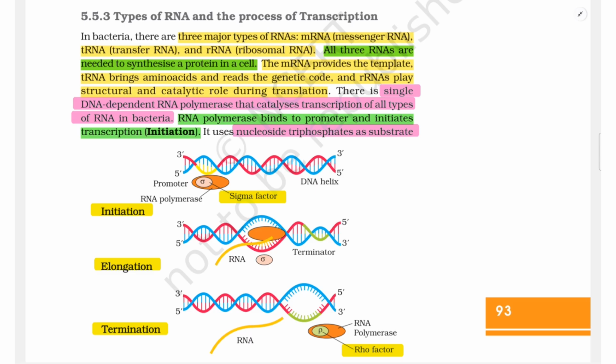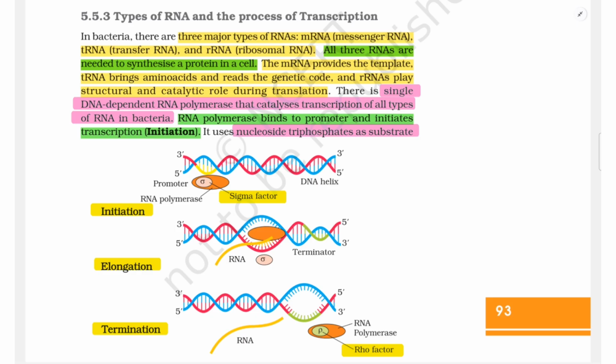In bacteria, there are three major types of RNAs: mRNA, messenger RNA; tRNA, transfer RNA; and rRNA, ribosomal RNA. All three RNAs are needed to synthesize a protein in a cell. The mRNA provides the template, tRNA brings amino acids and reads the genetic code, and rRNAs play structural and catalytic roles during translation. There is a single DNA-dependent RNA polymerase that catalyzes transcription of all types of RNA in bacteria.